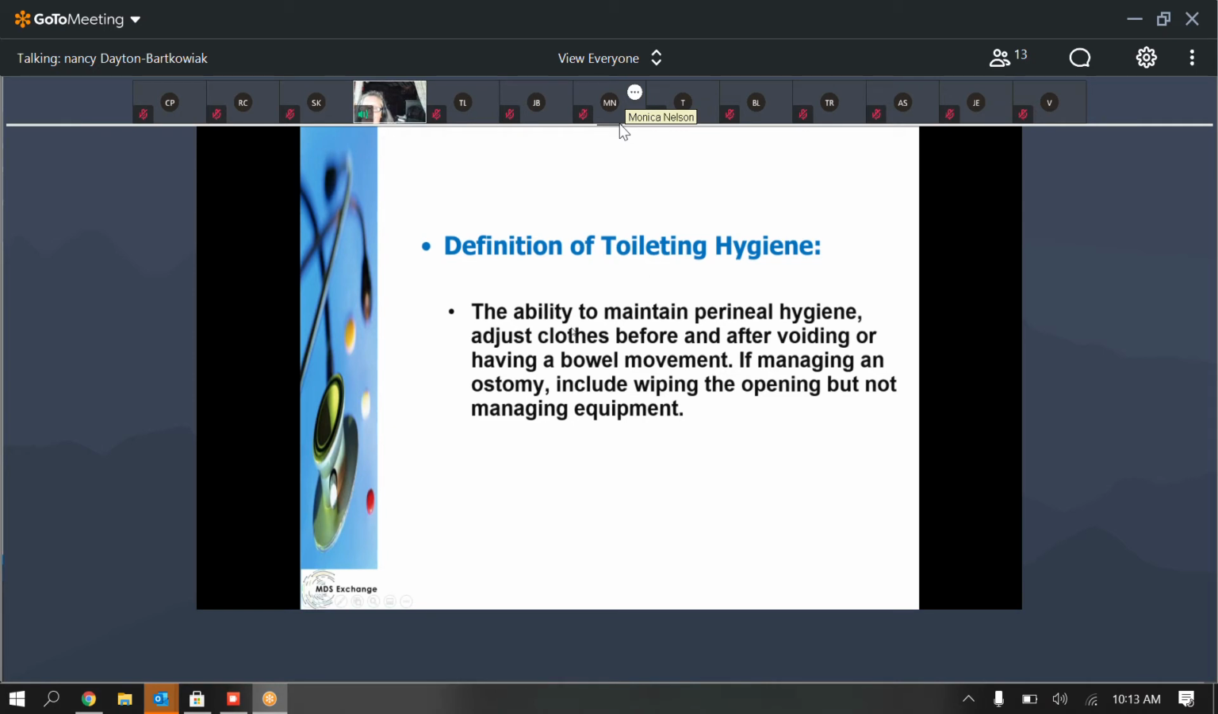Toilet hygiene. This is the ability to maintain perineal hygiene, adjust clothes before and after voiding or having a bowel movement. If managing an ostomy, it includes wiping the opening but not managing the equipment. So, simply put, that does not include emptying an ostomy bag or a catheter. If the resident is able to wipe off the stoma for the ostomy and perform pericare for catheter, that's what they're talking about there.